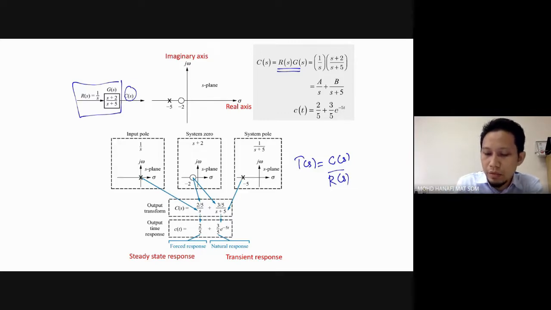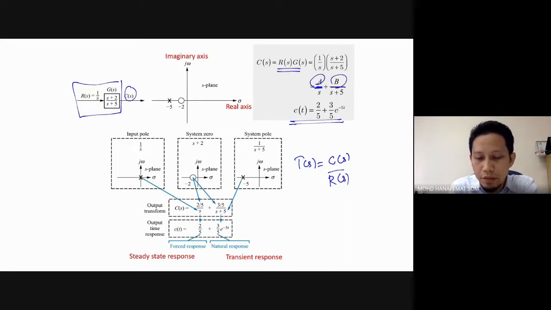So actually you have learned this in the previous lectures. Please refer to the previous lectures if you have any trouble understanding this. From this, you can find the value of A, and then you can find the value of B. And finally, you take the inverse Laplace transform. What you get is this form: c(t) equals 2/5 plus 3/5 e to the power of negative 5t. Okay? All right.